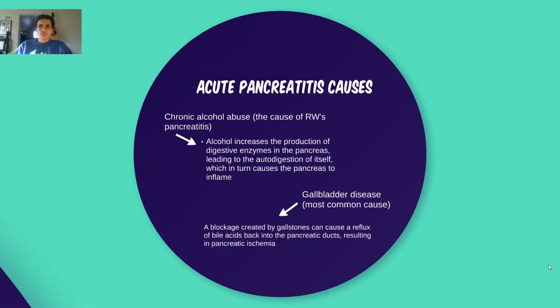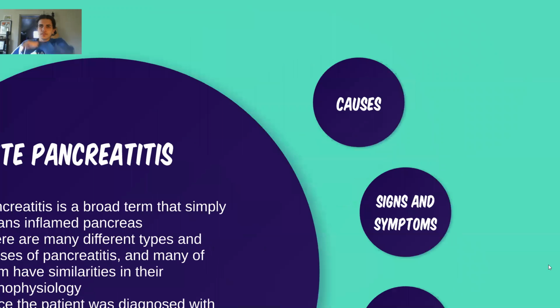Or gallbladder disease, which is the most common, is a blockage created by gallstones, can cause a reflux of bile acids back into the pancreatic ducts where they shouldn't be, resulting in pancreatic ischemia. So that reduced blood flow there. So that bile should not be going into the pancreatic ducts. It's coming from the liver or the gallbladder, right? It should be going into the intestines.